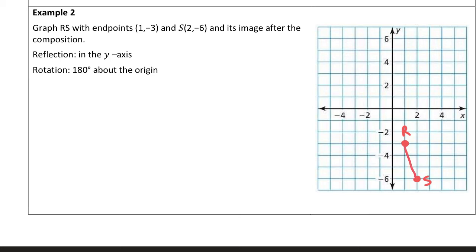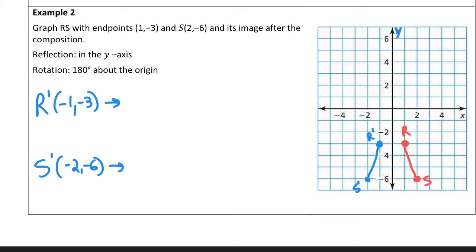My first transformation is to reflect over the y-axis. I'm going to use blue to show that. The y-axis is that vertical axis. So me reflecting this over the y-axis puts R right here and S right here. Remember, reflecting over an axis is pretty much just counting. If it was 1 to the right, it's 1 to the left. If it was 2 to the right, it's 2 to the left. What I really want to show here is us transforming the image of R and the image of S.